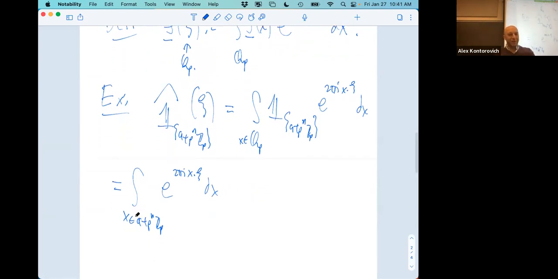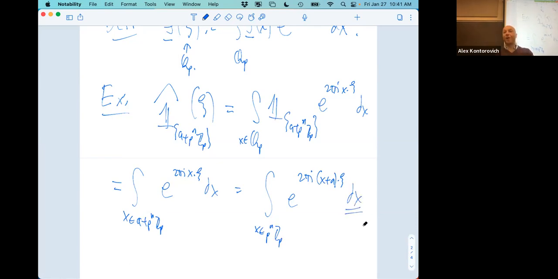All right. Let's make a change of variables. x goes to x plus a. If I integrate x plus a times c, then the range should be the set of all a plus p to the n Zp. So this is already a plus, and x should range in p to the n Zp, dx.